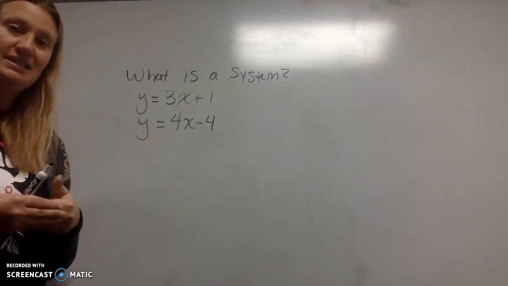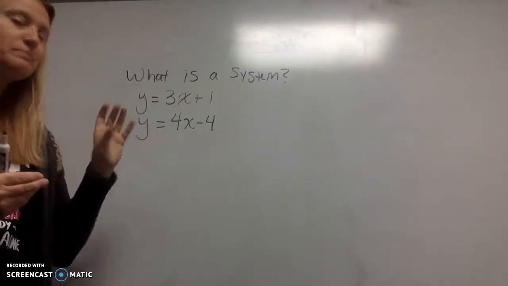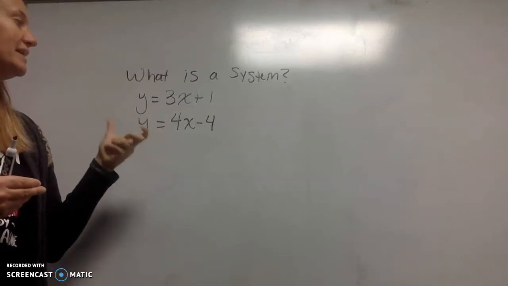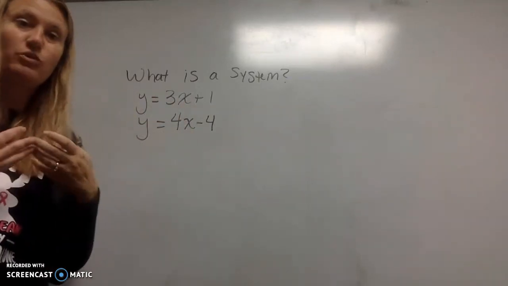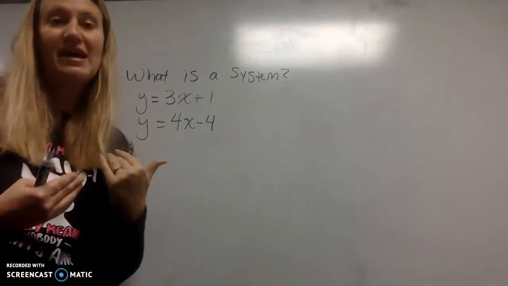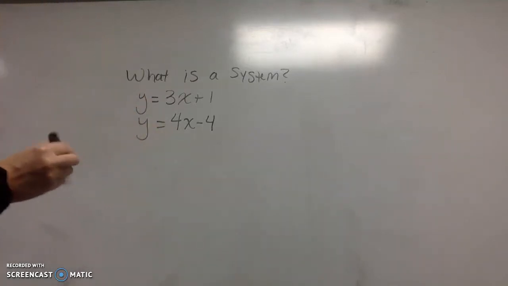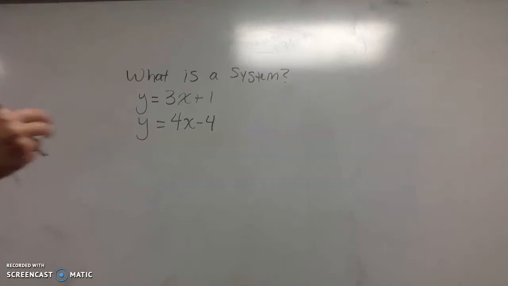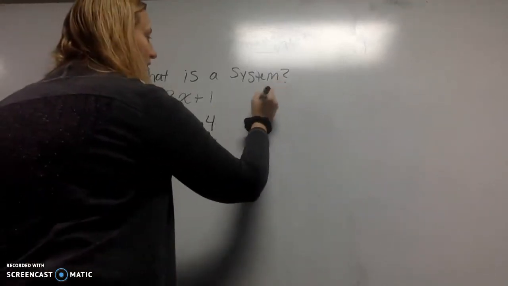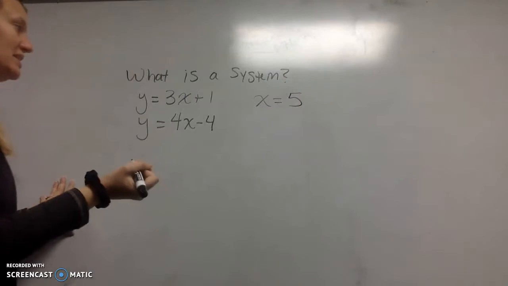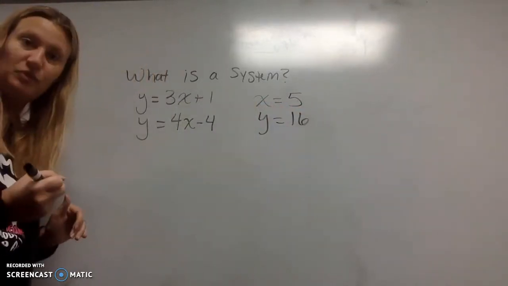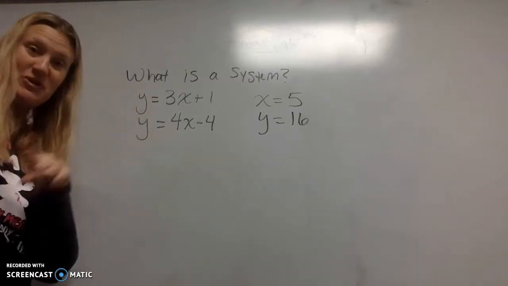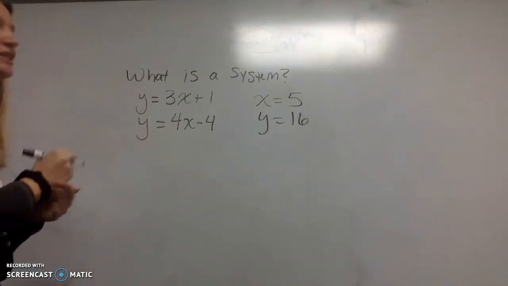Most of us should recognize that these are in slope-intercept form. So basically what I need is an x and a y that I know will work in both equations. And what you're going to learn in this unit is how we can find that. This particular answer, if I solve this, the x value that works is 5 and the y value is 16. Okay, I'm going to teach you throughout the unit how we come to that answer.